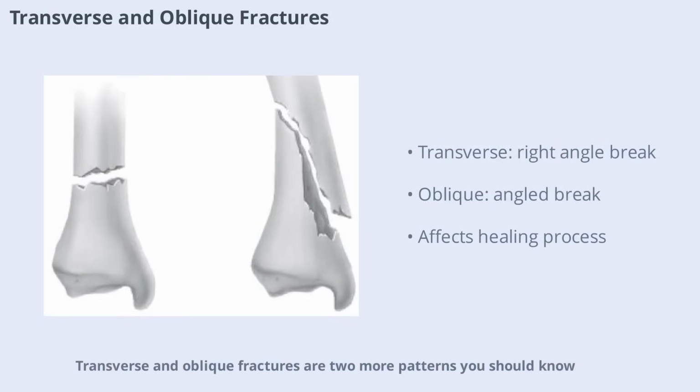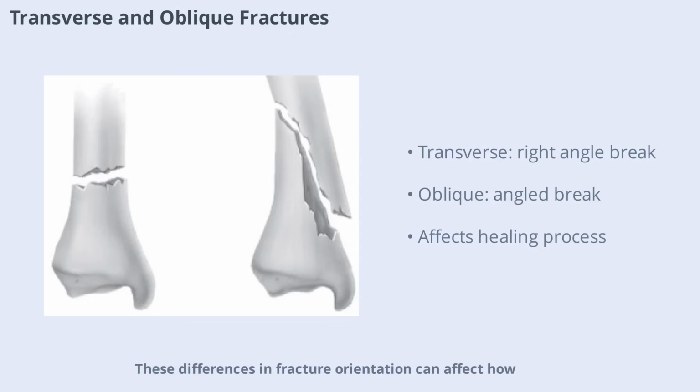Transverse and oblique fractures are two more patterns you should know. A transverse fracture is a complete break that occurs at a right angle to the bone's axis. In contrast, an oblique fracture happens at an angle other than 90 degrees. These differences in fracture orientation can affect how the bone heals and what treatment is needed. Understanding the direction and nature of the break helps doctors choose the best approach for recovery.